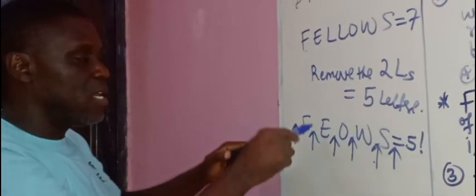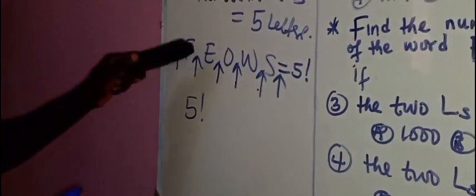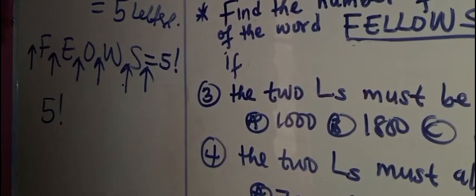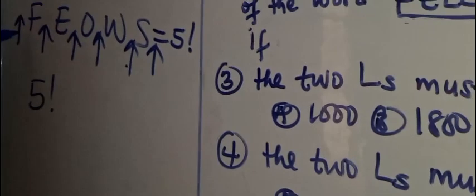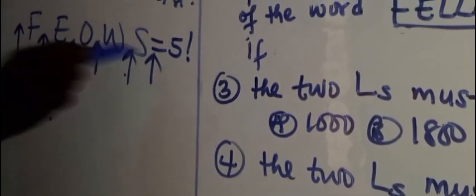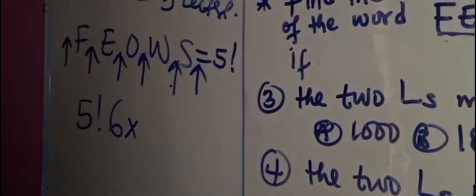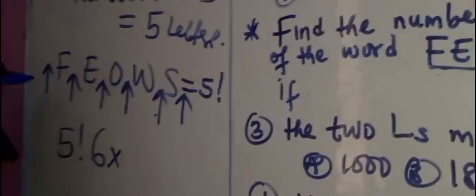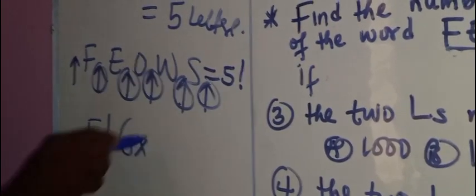Okay, after removing the 2 L's, let's arrange the possible ways the remaining letters can be arranged. That is 5 factorial. Now, the first L out of the 2 L's has a positional placement of 6: 1, 2, 3, 4, 5, 6. So that is 6 times the second L. After we have fixed one, we have 5 positional opportunities to be placed, times 5.